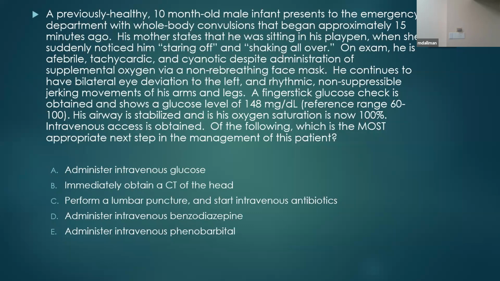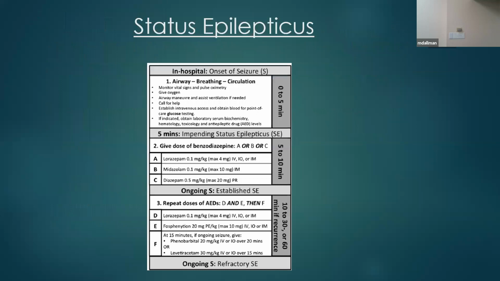All right, I'm going to fly. We're running out of time. Previously healthy 10-month-old has seizures. Okay. Glucose is normal. Yes. So sensibly, you're probably not going to get a lot of.